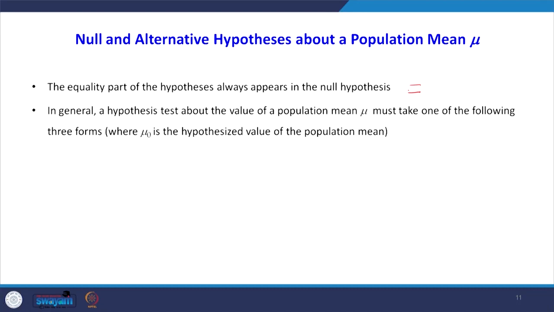In general, a hypothesis test about the value of the population mean mu must take one of the following three forms, where mu naught is the hypothesized value of the population mean. You see that the hypothesis may take different forms. For example, mu greater than or equal to mu naught, where mu naught is what we have assumed as the population mean.